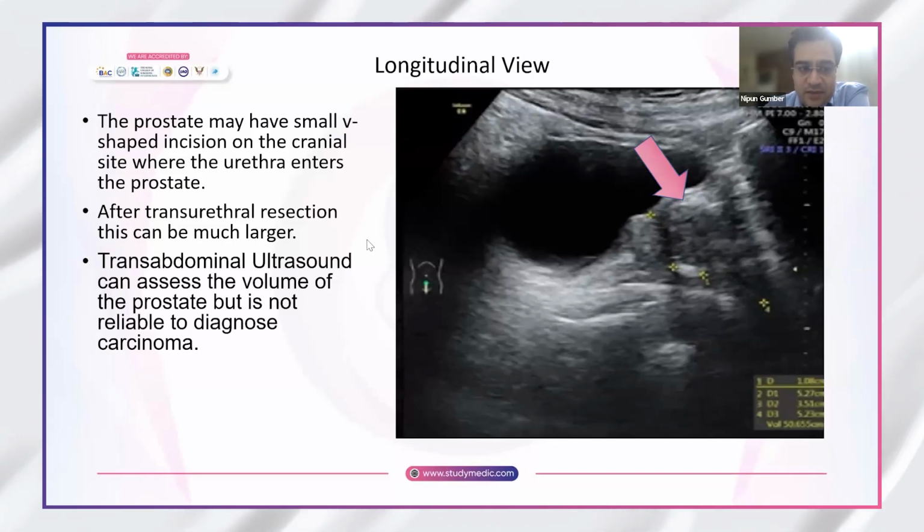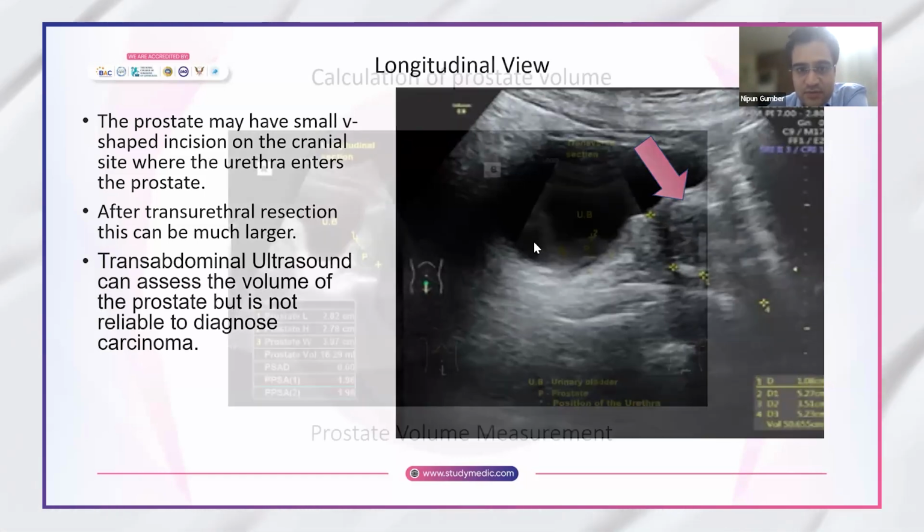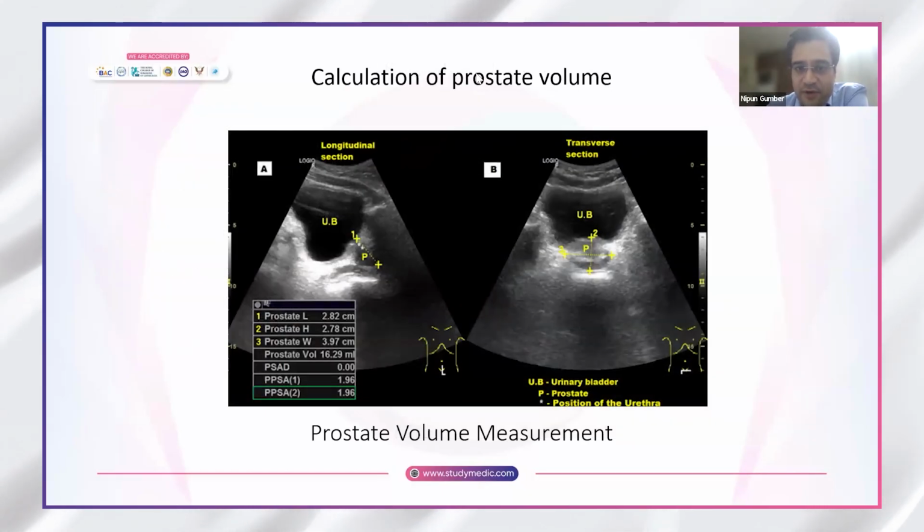The transabdominal ultrasound can assess the volume of the prostate, but it is not reliable to diagnose carcinoma. So to diagnose carcinoma, we do a transrectal ultrasound. So how do we calculate the volume of the prostate? We take the 3 dimensions of the prostate, AP view, transverse, and longitudinal view, and we calculate the volume of the prostate. The normal volume is 25 cc.